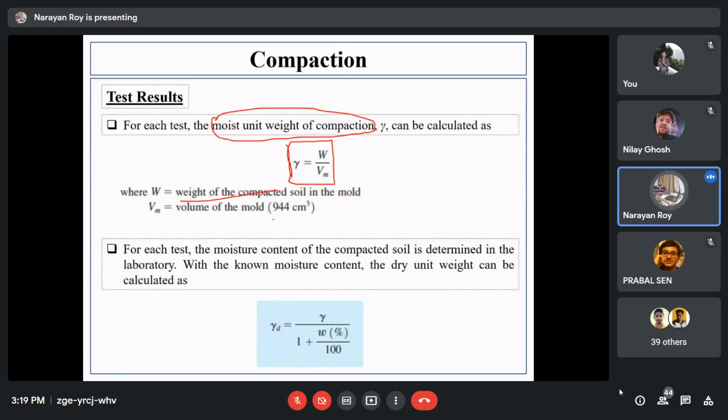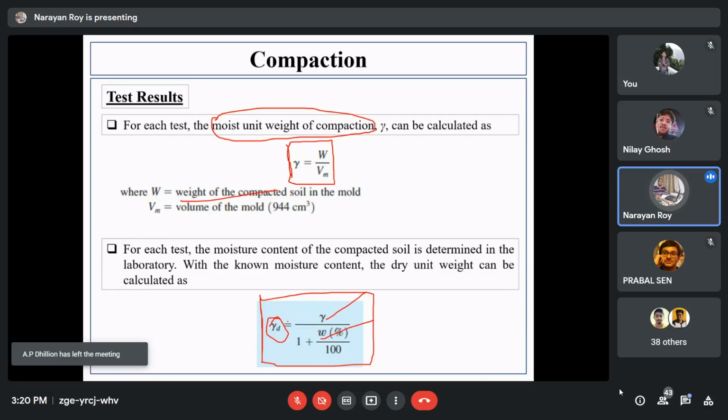So we need to know these two quantities: one is the moist unit weight of the compaction and another is the water content. Once we know these two quantities, we can find our desired quantity, the dry unit weight, gamma D. Gamma D has the formula we already know, and I hope you are familiar with it: gamma D equals gamma by 1 plus W. Gamma is the moist unit weight of compaction, and W is the water content. So you can easily get gamma D from that particular test.